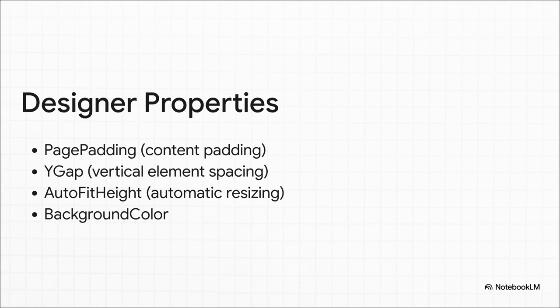Then there's YGap, which totally handles the vertical spacing between your elements so your UI doesn't look all squished together. AutoFitHeight is the real game changer. Flip that toggle and the system automatically resizes the scroll panel to fit whatever you drop in. And obviously, you've got background color, which you can set to whatever you want or just leave it completely transparent.